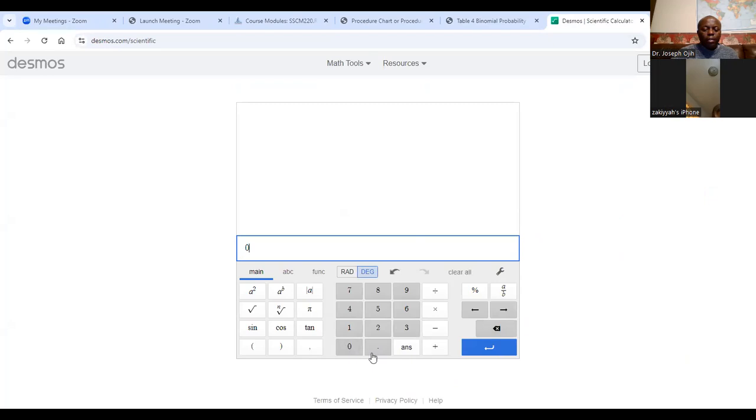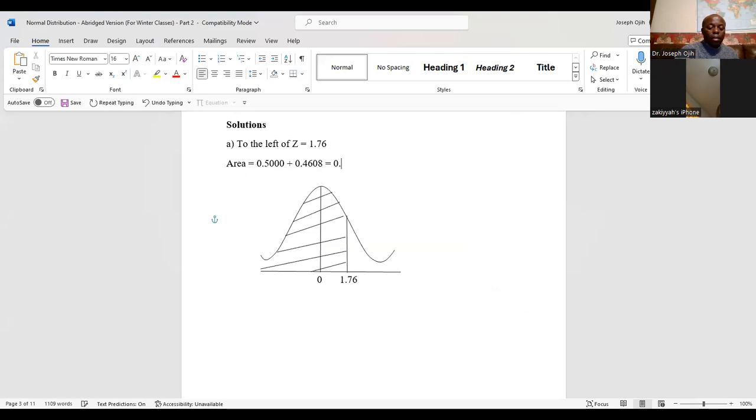So 0.5000 plus 0.4608 gives us 0.9608. So we are going to put it right there: 0.9608. 0.9608, and that's the area for that.